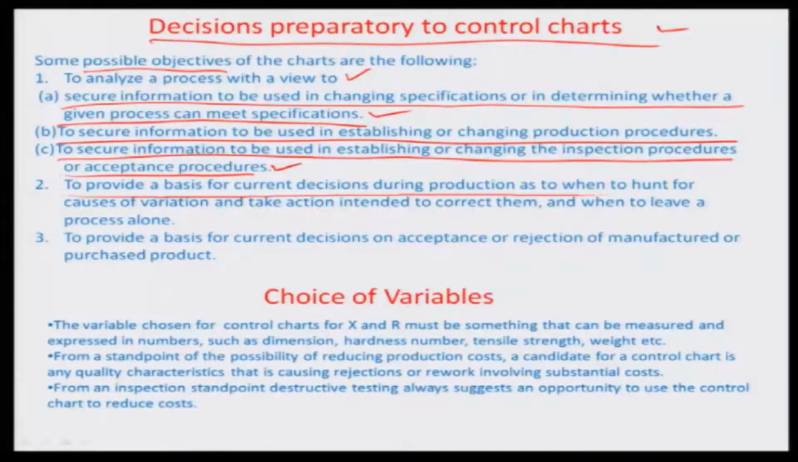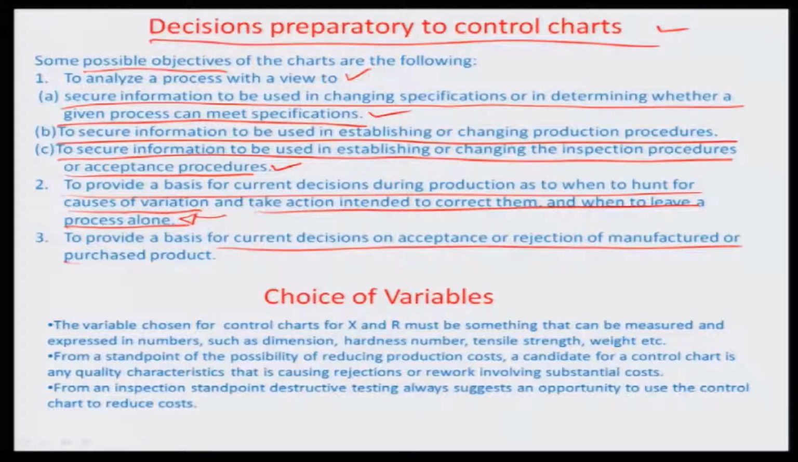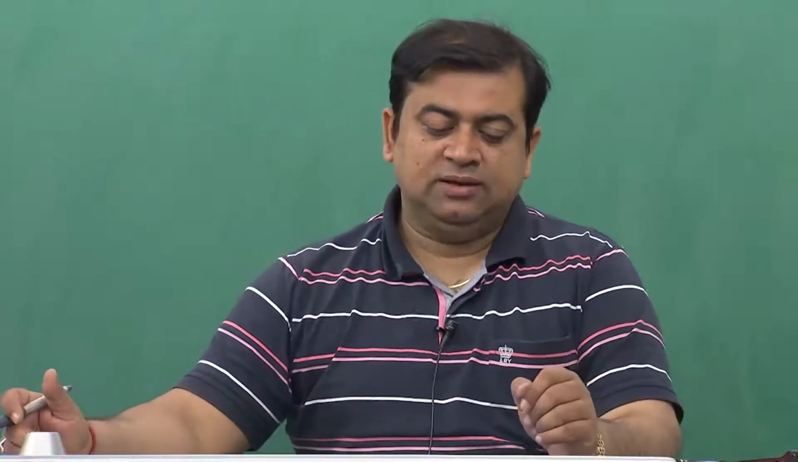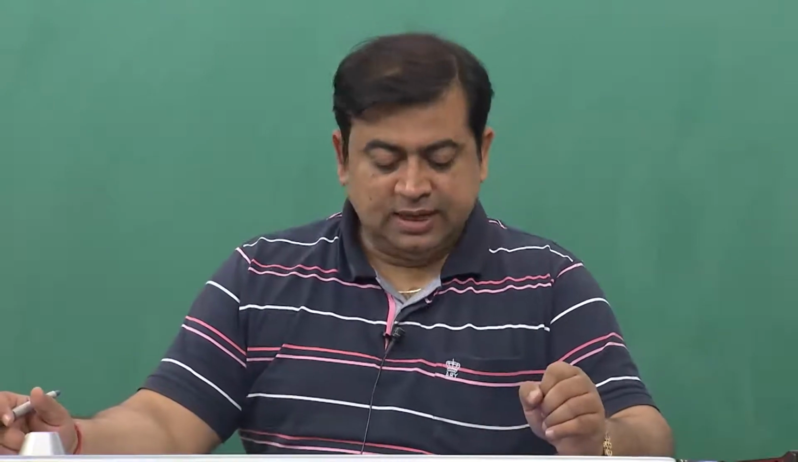Also, you have to provide, through a control chart, a basis for current decisions during production, so as to know the time period when you have to hunt for the causes of variation and take action, and then also check whether the action suggested has been implemented, because of which the process comes into control again. And then obviously you have to provide a basis for the current decisions on acceptance and rejection of manufactured or purchased product, where if you are an end customer from a vendor, you can screen off those which are faulty as opposed to those lots which are okay. So this is another very important aspect, which can be a possible objective for a control chart.